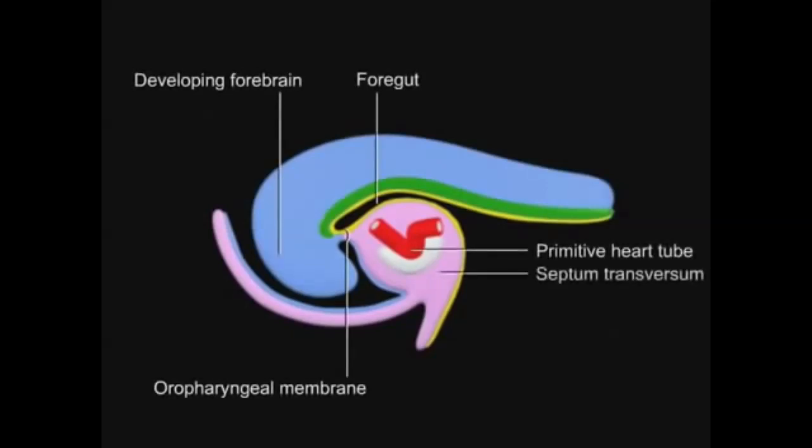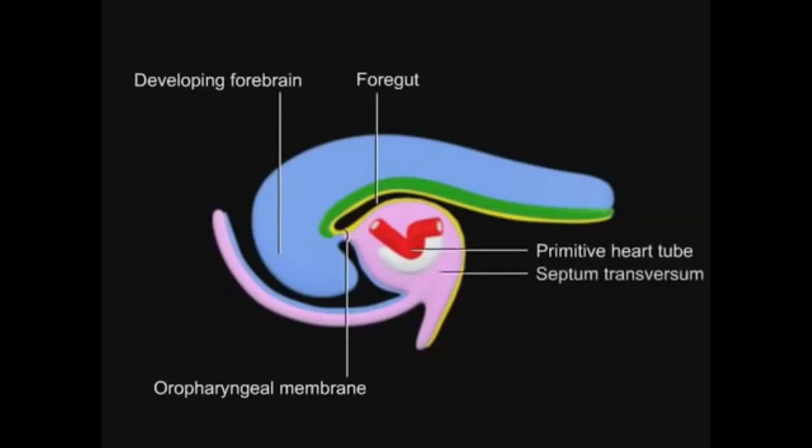So let's try to understand. This is the developing forebrain. This is the foregut, primitive heart, and close to it there is the so-named septum transversum, which divides the heart from the anterior part of the embryo. Interestingly, we can find just now, at the 20th day, the so-named oropharyngeal membrane.